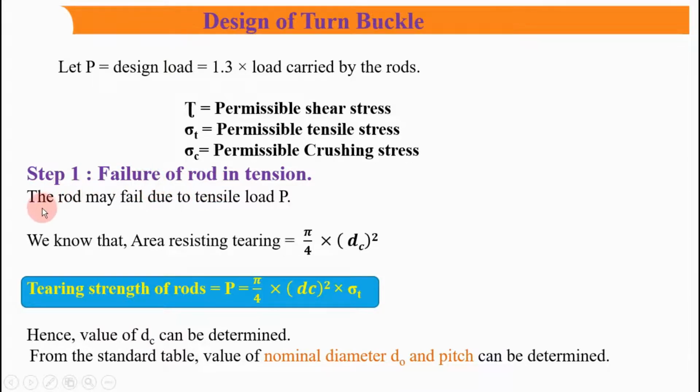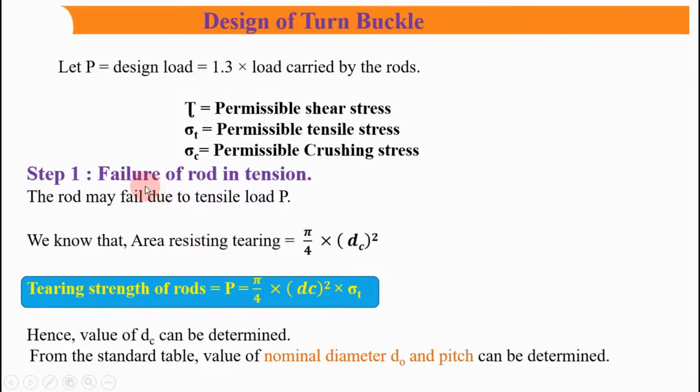So see what it is. The rod may fail due to tensile load P, and we know that the area resisting tearing is equal to pi by 4 into dc square. See guys, this dc means core diameter. Now why is it pi by 4 dc square? Because the rod has a circular section, and we are writing the formula for the area resisting tearing. The area of a circle is pi by 4 into diameter square, so here the diameter we have taken is dc, the core diameter of your rod.